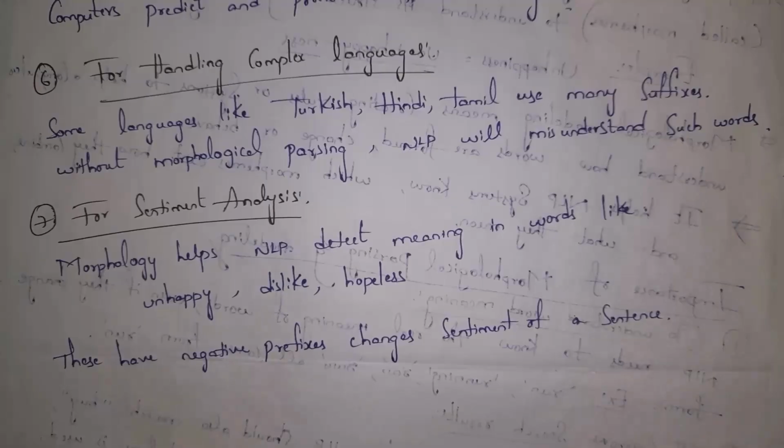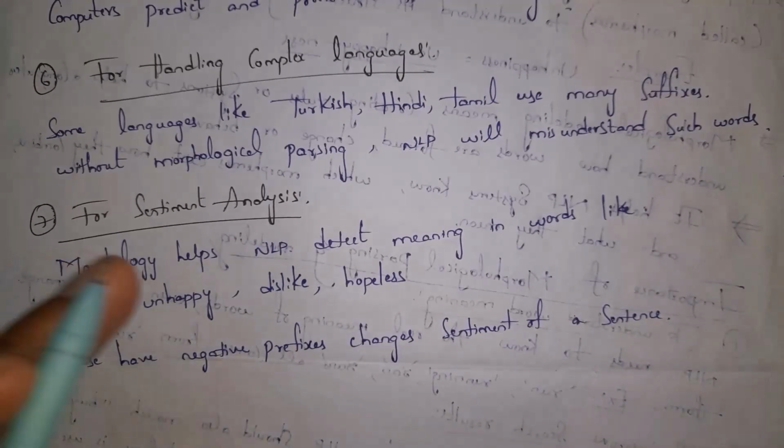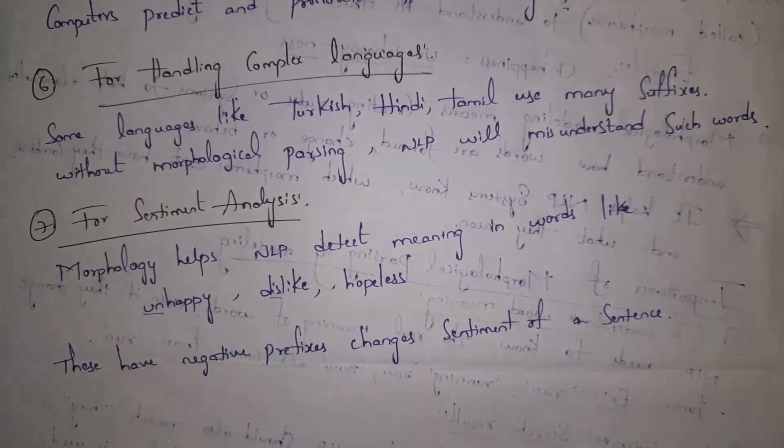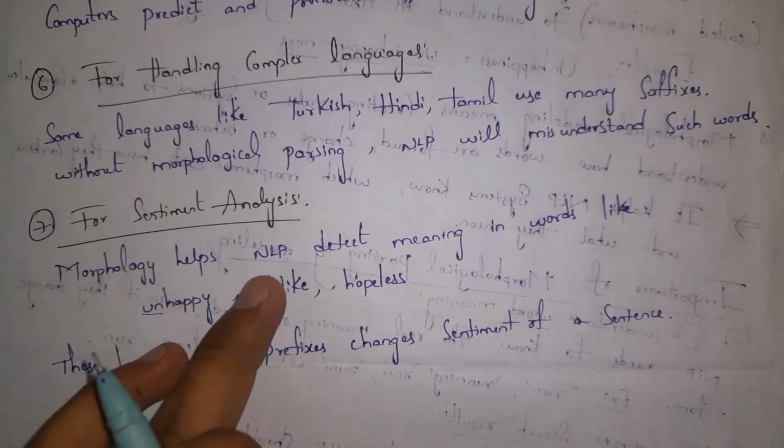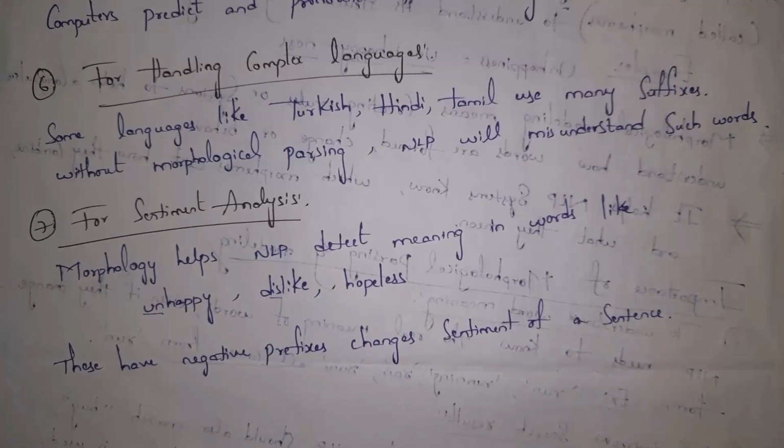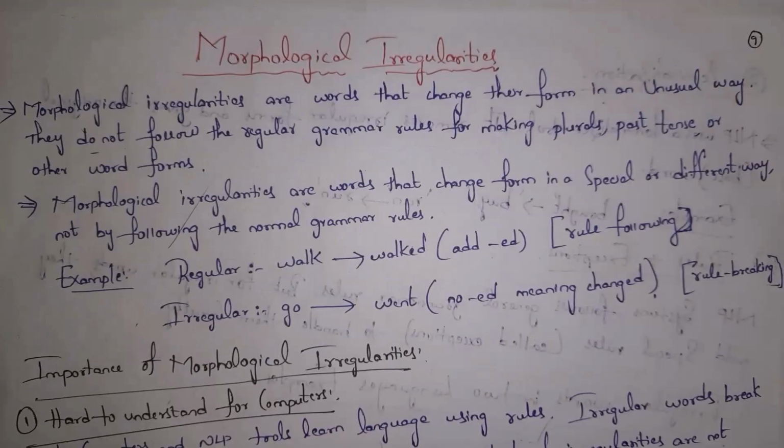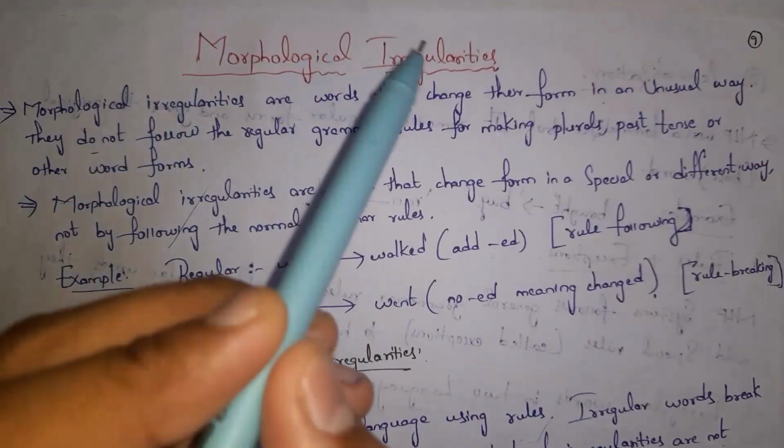And the seventh one is for sentiment analysis. Yes, for example, if you consider unhappy, dislike, hopeless, in these words, there are some morphemes like un, dis, and less. So the computer will understand that all these are negative prefixes and suffixes, and these negative prefixes will change the sentiment of a sentence. Next I will explain what are morphological irregularities.